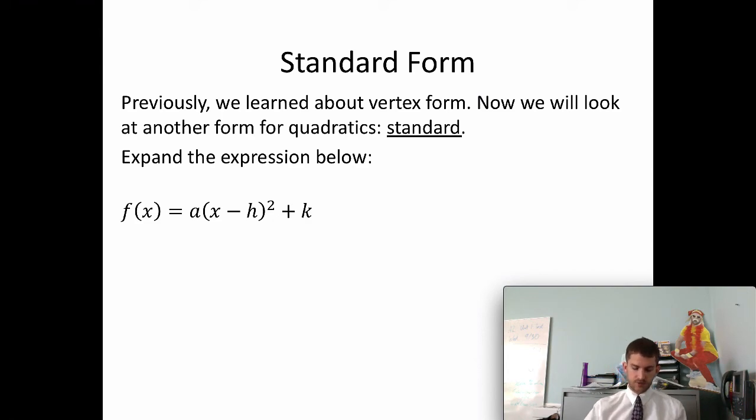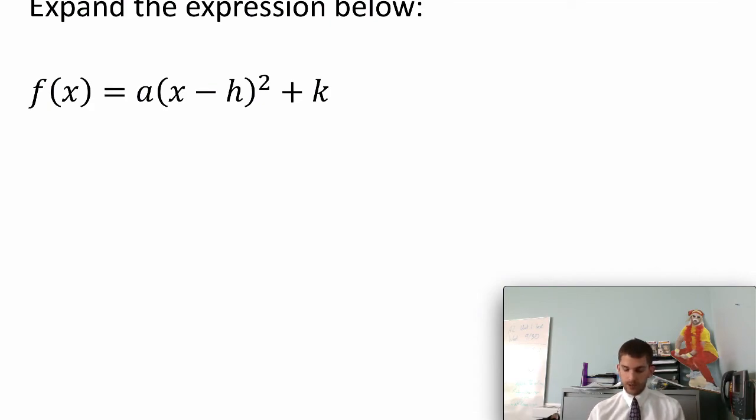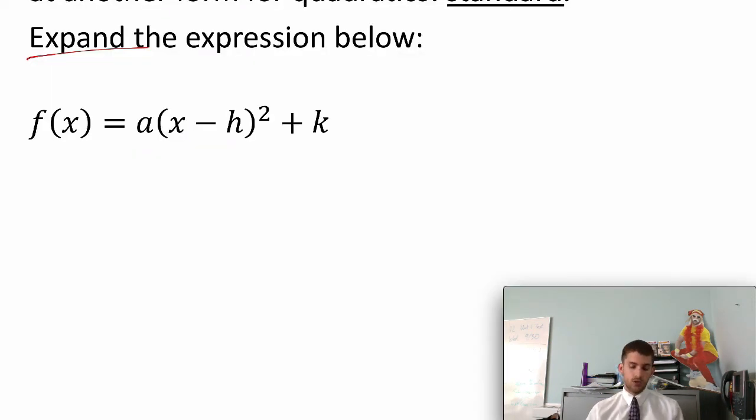So this is the vertex form. f of x equals a times x minus h squared plus k. And I'm asking us to expand this. What expand means is just do all the multiplication, and combine like terms as needed. So, taking a look at this, we've got a times x minus h squared plus k. This x minus h, we're going to have to expand out.